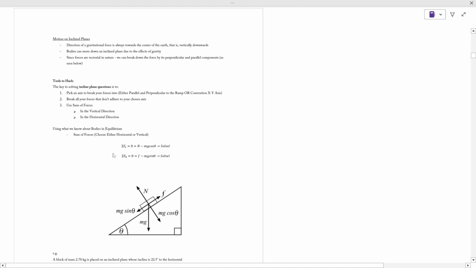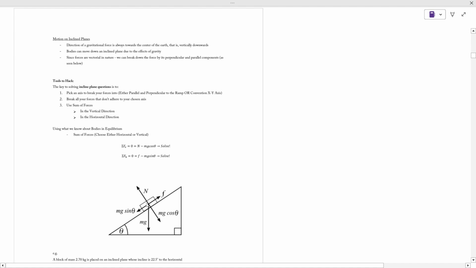So the sum of vertical forces is equal to 0 because we're assuming that it's static, it's not moving, and the positive vertical forces and negative vertical forces cancel each other out and equal 0. Therefore it's not moving up or down. Anything up is positive, so N take away mg cos theta, because mg cos theta is in the other direction, and then you can solve. And then you also do it in the horizontal direction.